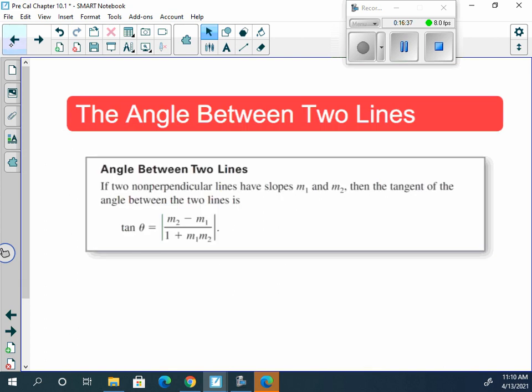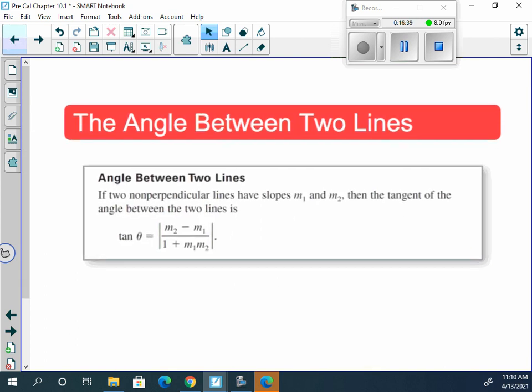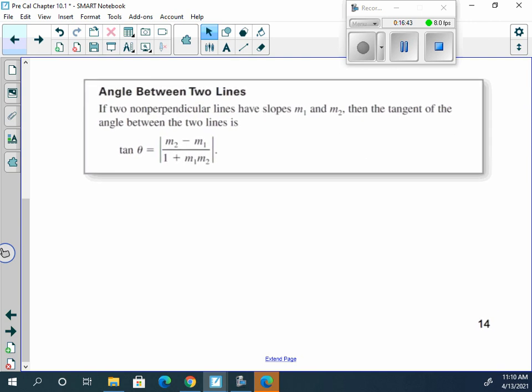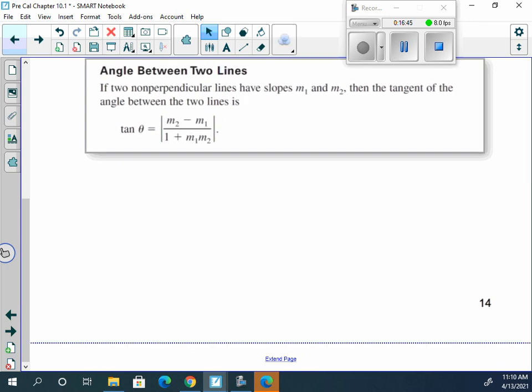Now, if you're wondering why we are talking about absolute value bars with this here, okay, you're just going to be annoying. Okay, come on.